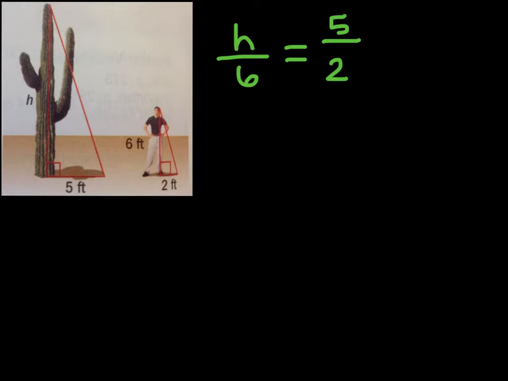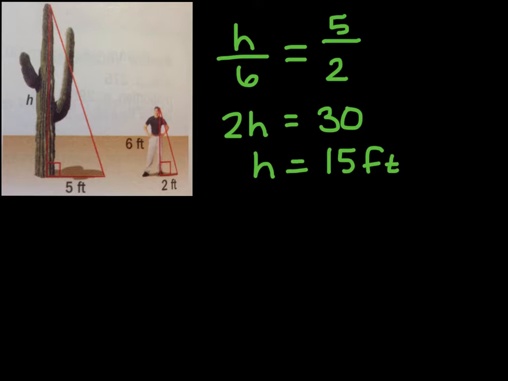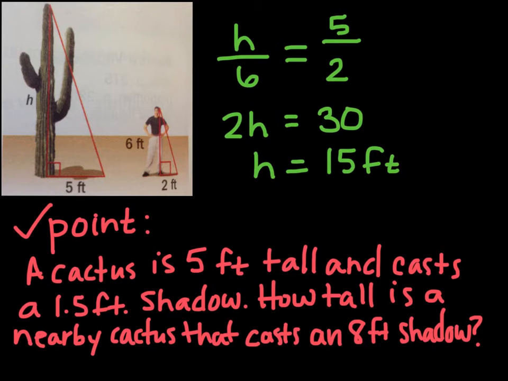Now we cross multiply to get 2H equals 30. And we know the height of the cactus now is 15 feet. See how easy that was? Use the same technique to solve this checkpoint problem. A cactus is 5 feet tall and casts a 1.5-foot shadow. How tall is a nearby cactus that casts an 8-foot shadow?